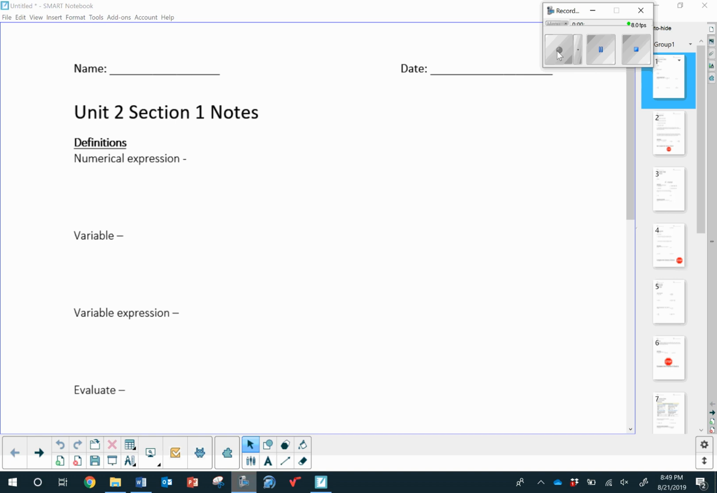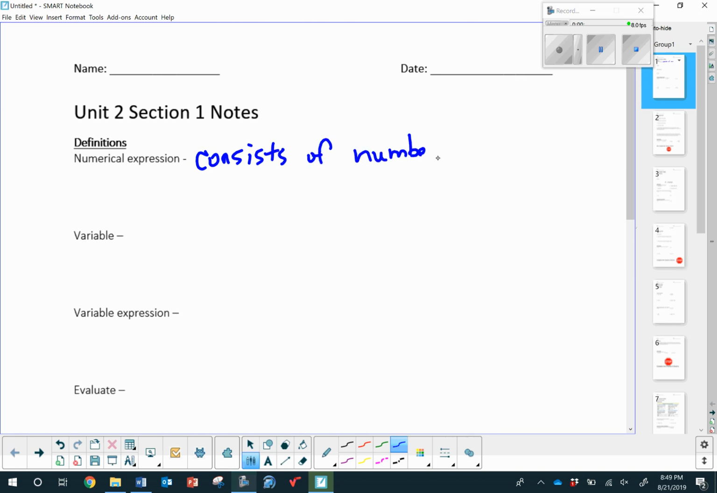So let's go ahead and get started with a few definitions. Just grab a pen here. A numerical expression consists of numbers and operations. Just as I'm writing it here, you should be writing it on your notes page as well. So just numbers and operations, it does not have an equal sign. An example would be 7 plus 3, 4 times 9, negative 2 minus 10, and so forth. So no equal sign, only numbers and operations there.